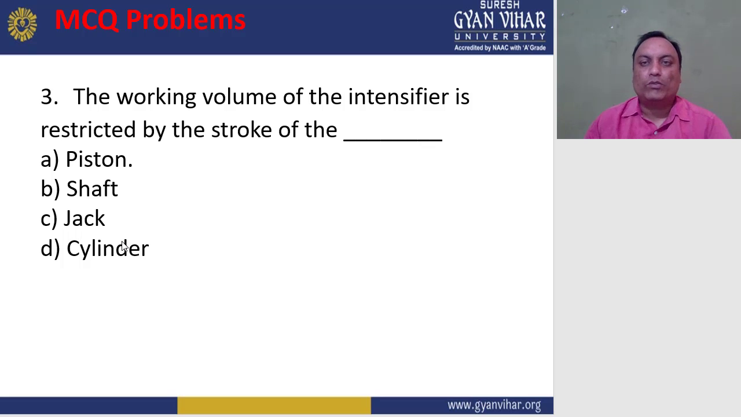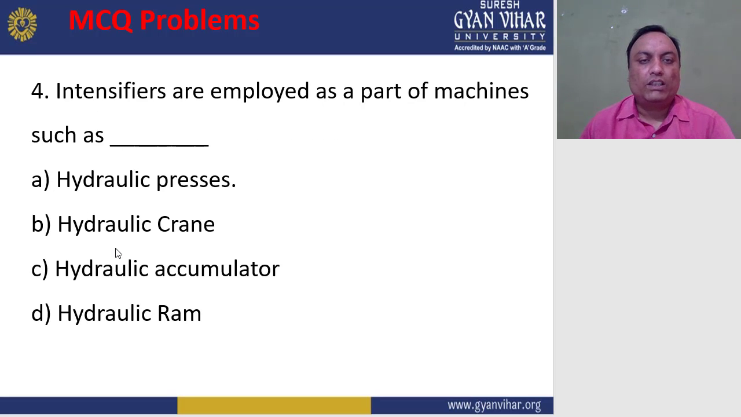And then move to question number 4. Intensifiers are employed as a part of machines such as hydraulic presses, hydraulic crane, hydraulic accumulator, and hydraulic ram. So the correct answer is hydraulic presses, right? Next question.